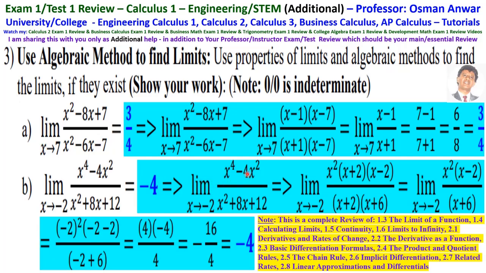So when you take the numerator and factor it into x squared times x plus 2 times x minus 2, and the denominator to factor it to x plus 2 times x plus 6, x plus 2 cancels x plus 2, then this simplifies into x squared times x minus 2 over x plus 6. Then when you take limit as x approaches minus 2, this is minus 2 squared times minus 2 minus 2 over minus 2 plus 6, which is 4 times minus 4 over 4. 4 cancels 4, so this is minus 4.